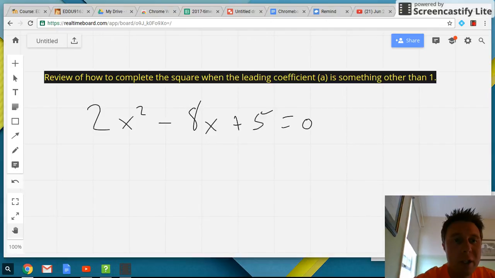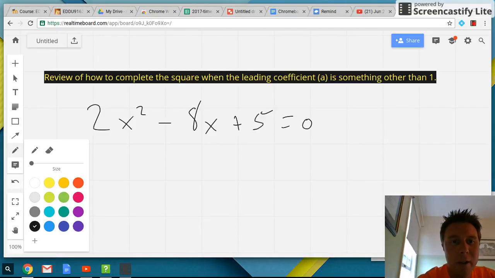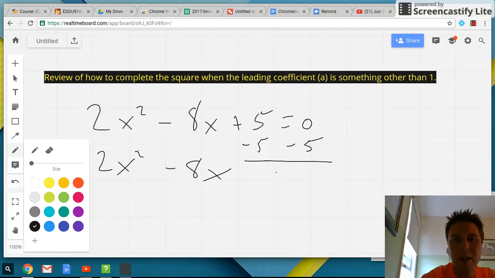The first step, just like always, is to only have the x values on the one side of the equation. So that plus 5 doesn't belong. We'll carry that 2x squared down. The minus 8x will stay put. And the plus 5 will subtract onto the other side. So we end up with equals a negative 5.